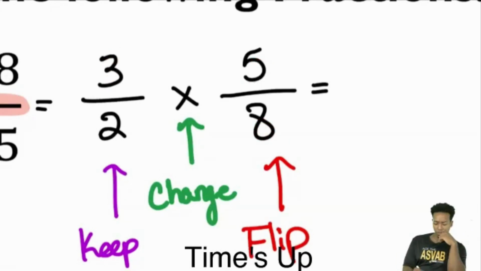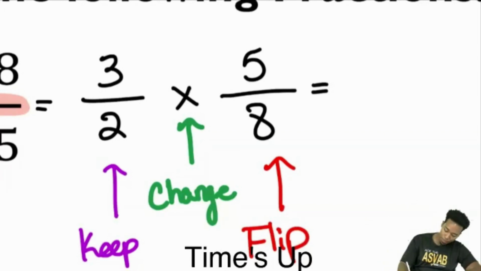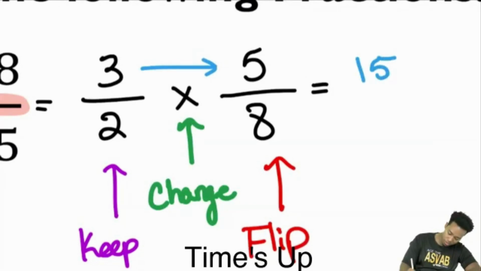Can 5 go into 2? No, 5 cannot go into 2. Can 5 go into 8? 0, 5, 10, 15. It skips 8. So there's nothing that you can simplify. None of the top and bottom numbers share the same factors, the same numbers that they multiply into. So you just multiply straight across and you're good. Nothing to do here. 15 over 16, and there's your answer.